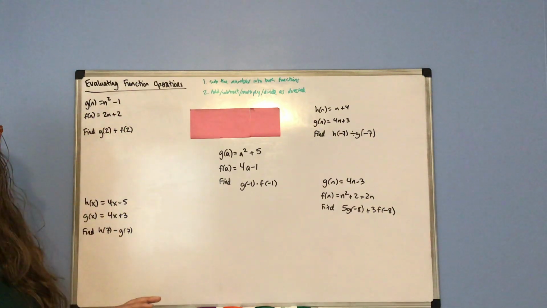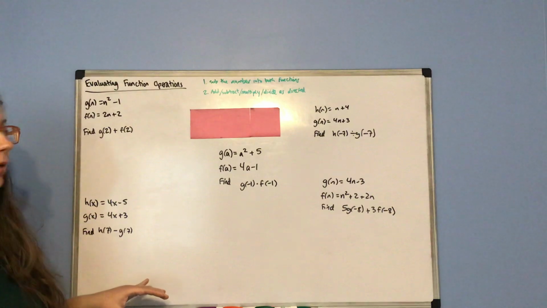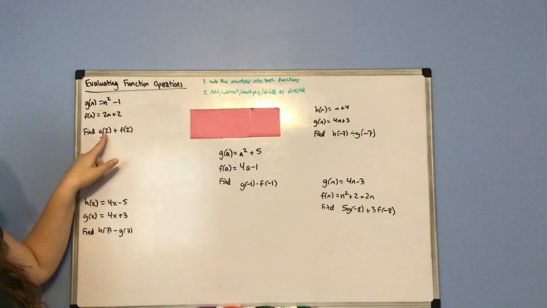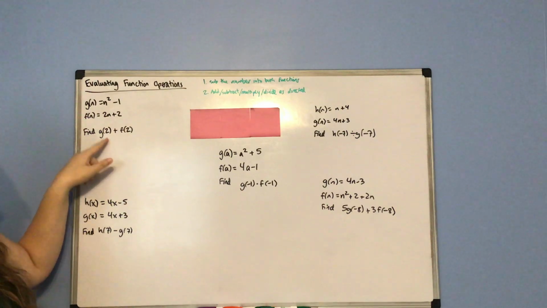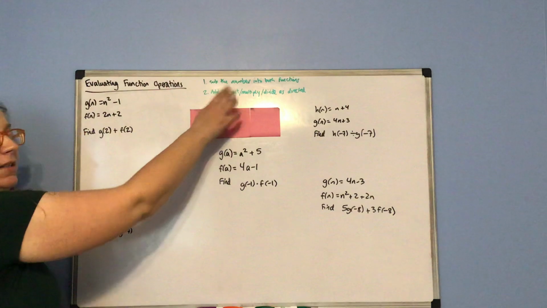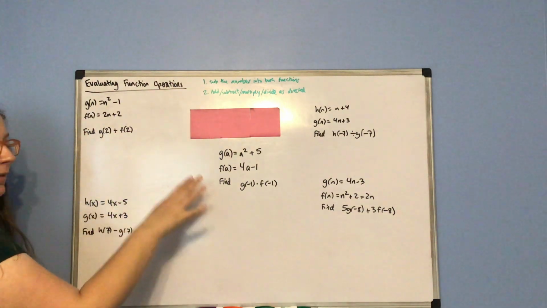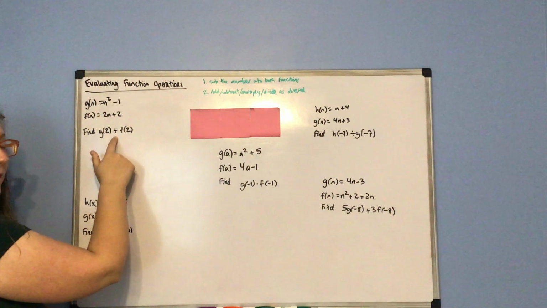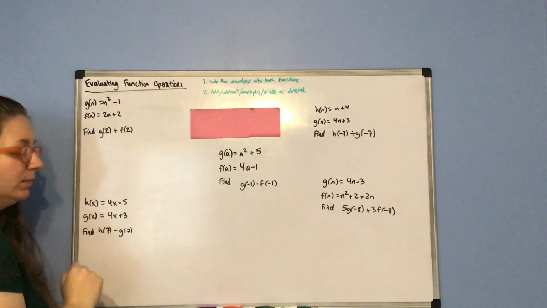There's a couple different ways you can do this, but I think the most straightforward way is to start by subbing the number into both functions. So for instance in number 1, since these are 2's, we're going to plug 2 into g, plug 2 into f. And then add, subtract, multiply, divide, whatever, depending on what sign you see in between. So for number 1, since we see a plus sign here, we'll add those two answers together.